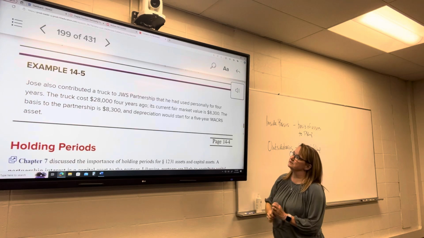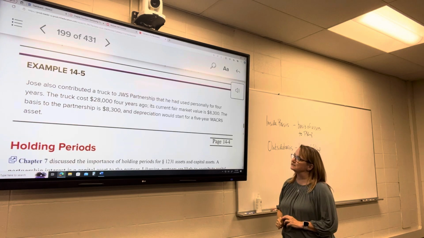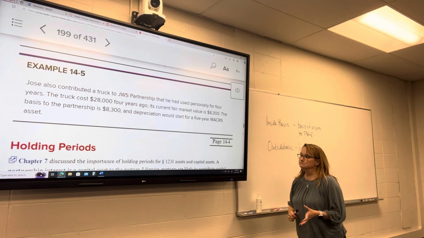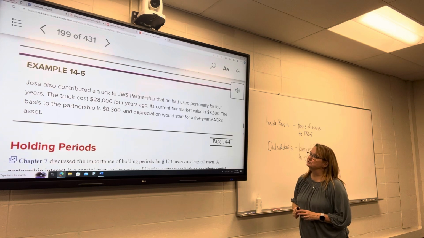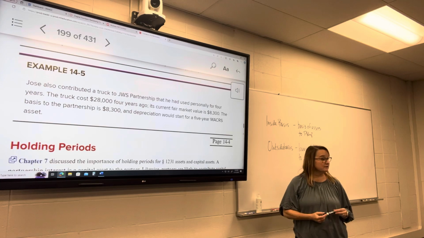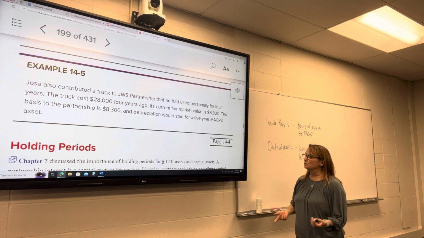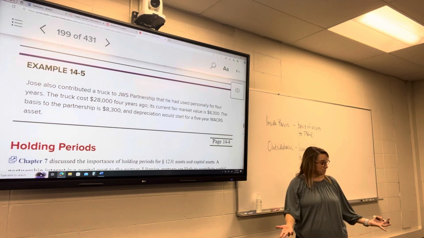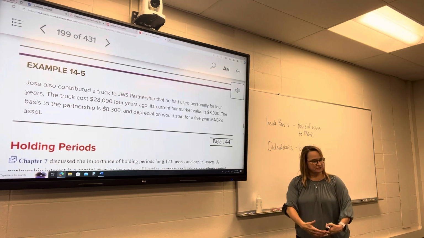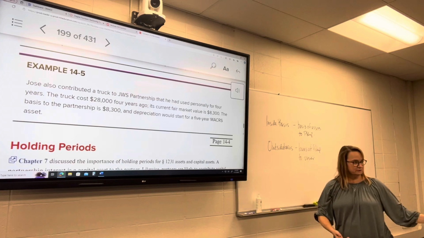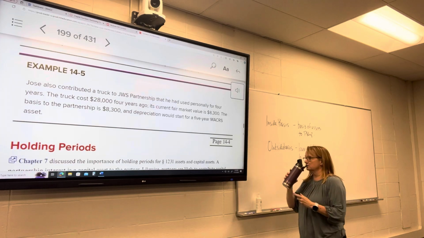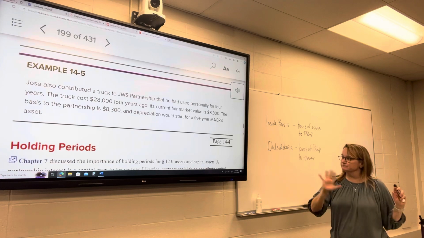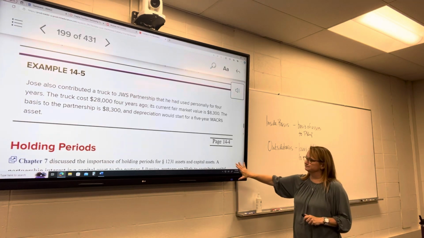He also contributed a truck that he used personally for 4 years. So this was his personal vehicle. It cost him $28,000 4 years ago, but its fair market value currently is $8,300. So the lower of those two is $8,300. Depreciation, because it hasn't been depreciated before, is going to start now at the date of the contribution. And again, that's just because the depreciation has just started.